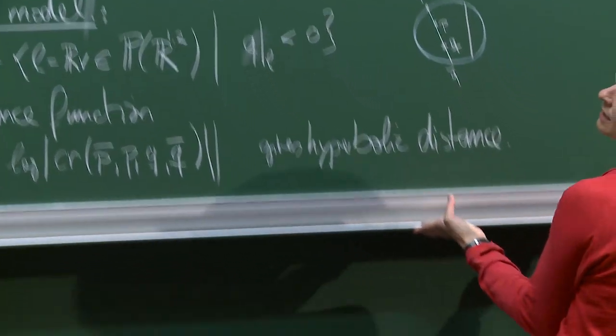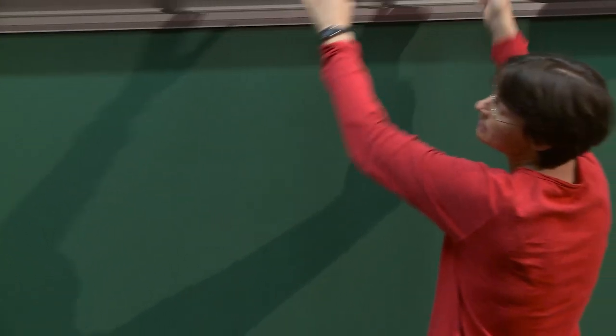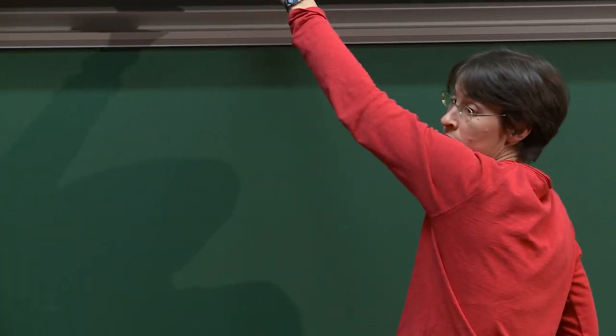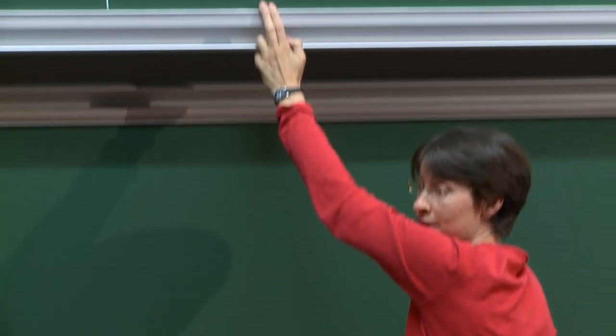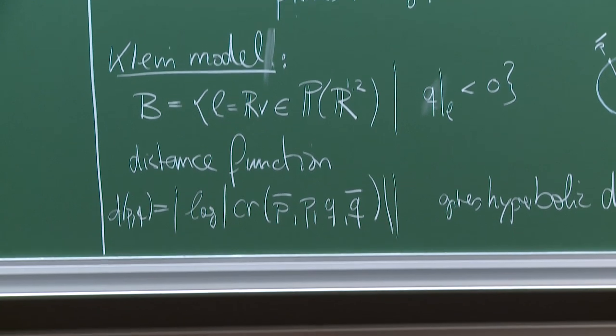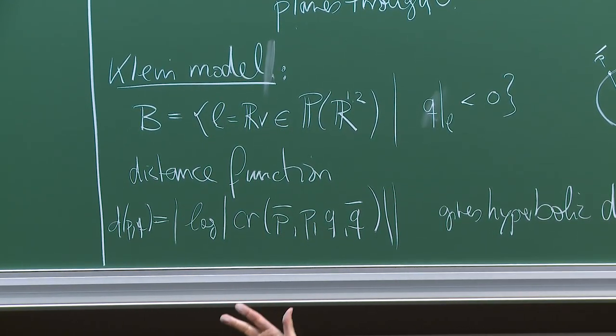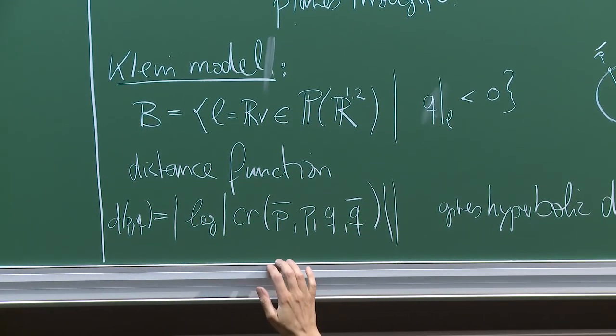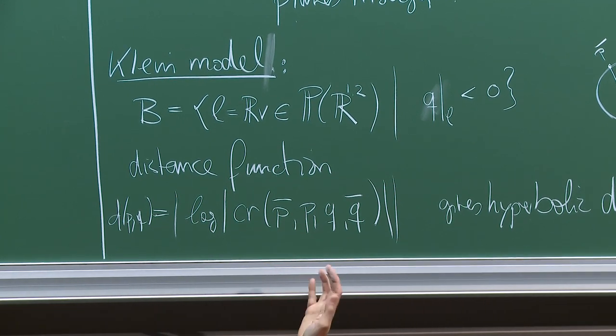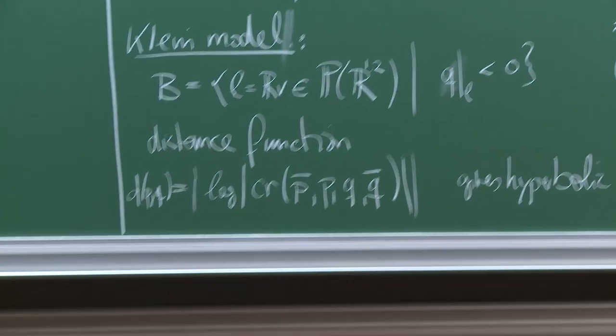Okay, so let me now tell you, so now we take a digression, and I'm not going to discuss the other two models I want to discuss, but I will give you the definition of what the cross ratio is, and give you some properties of the cross ratio.